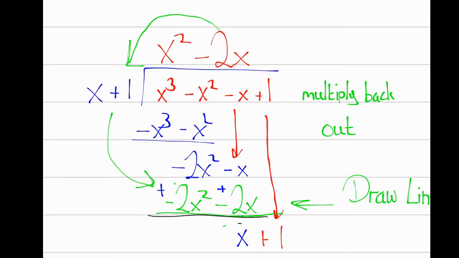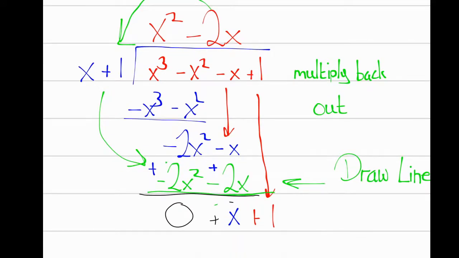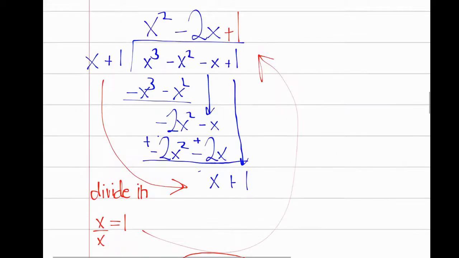Draw the line, change signs, they now become both positive. This goes to 0. Minus x plus 2x gives us plus x. Bring down your 1, we're now left with x plus 1. We now divide x plus 1 into x plus 1. We now divide x into x. We get a result of 1 on top.